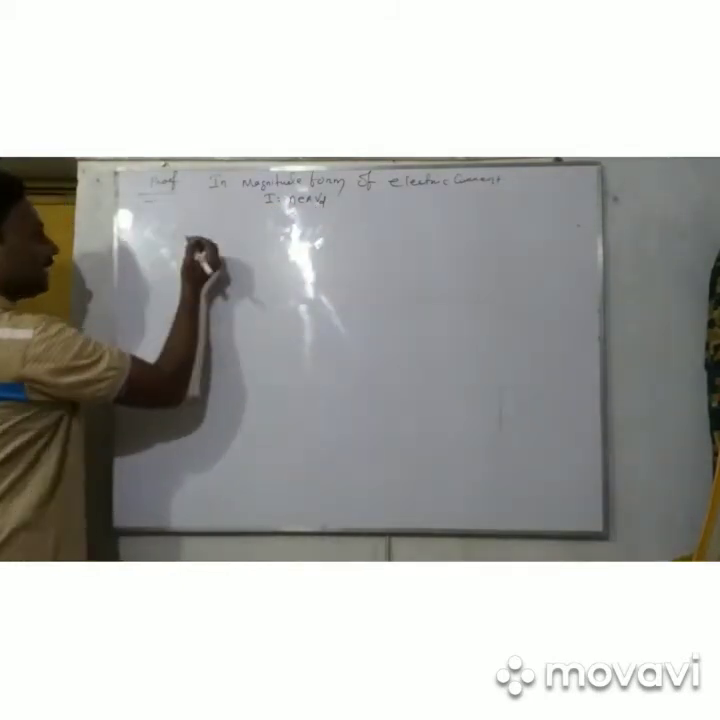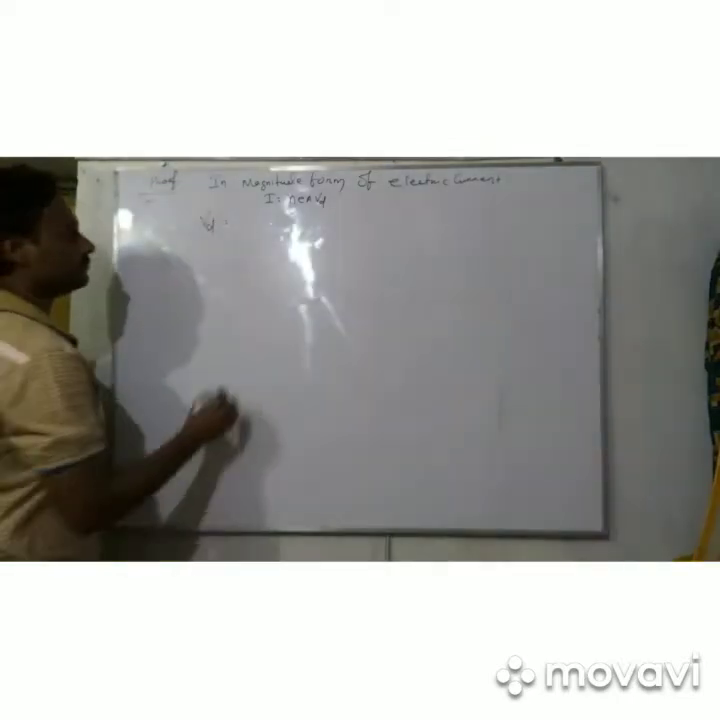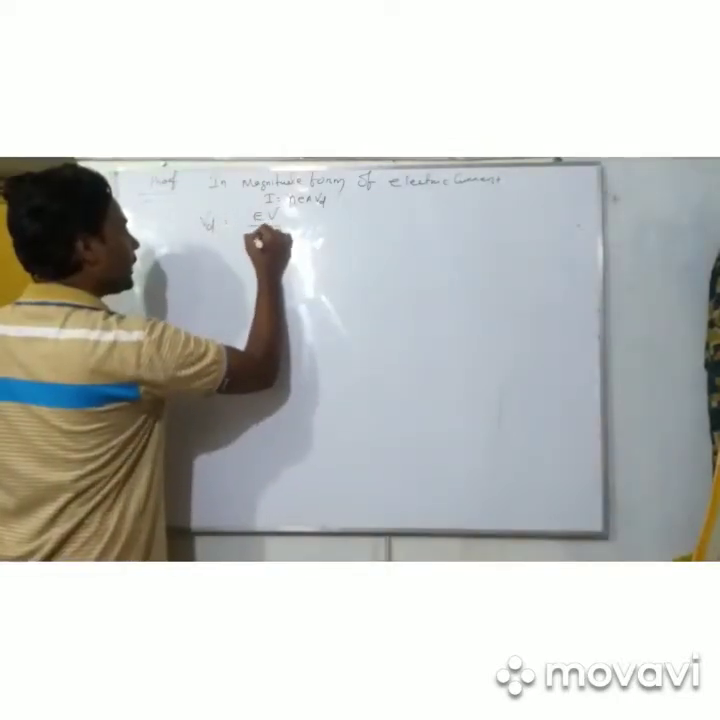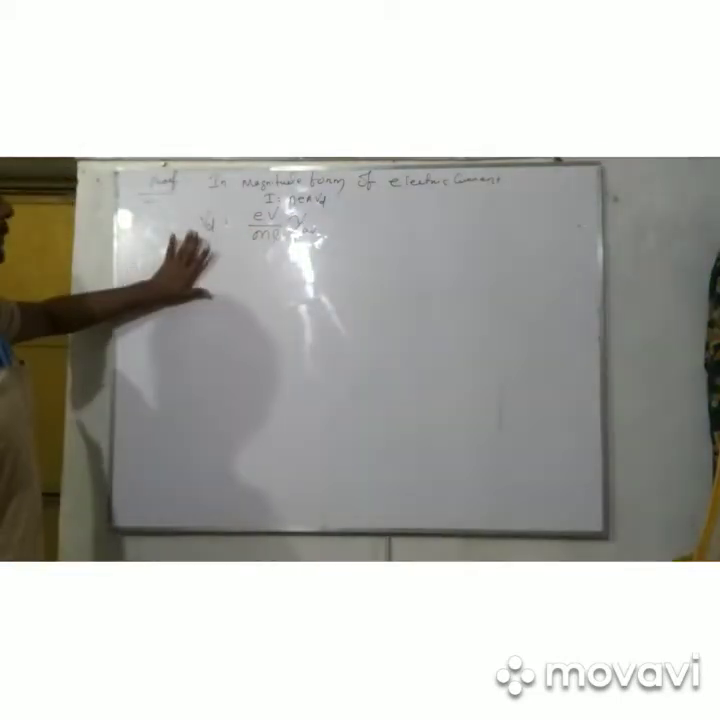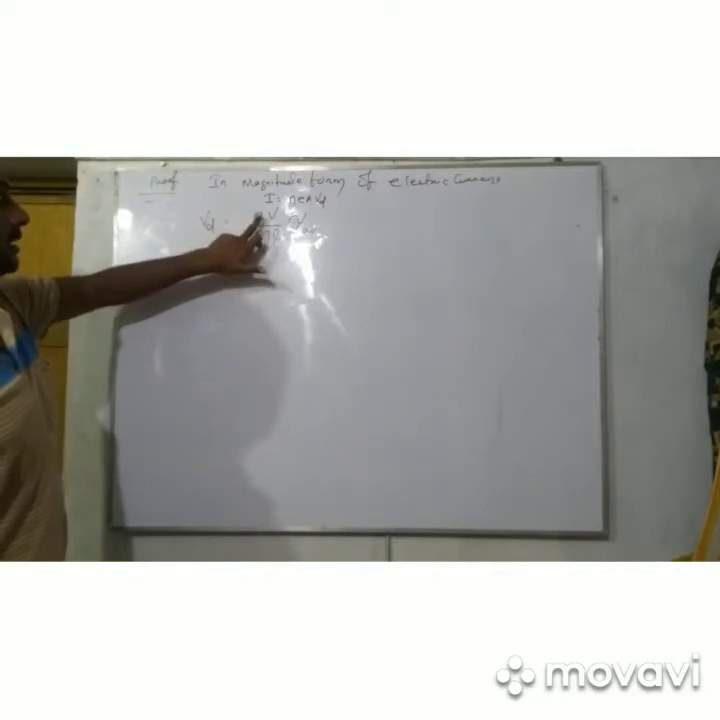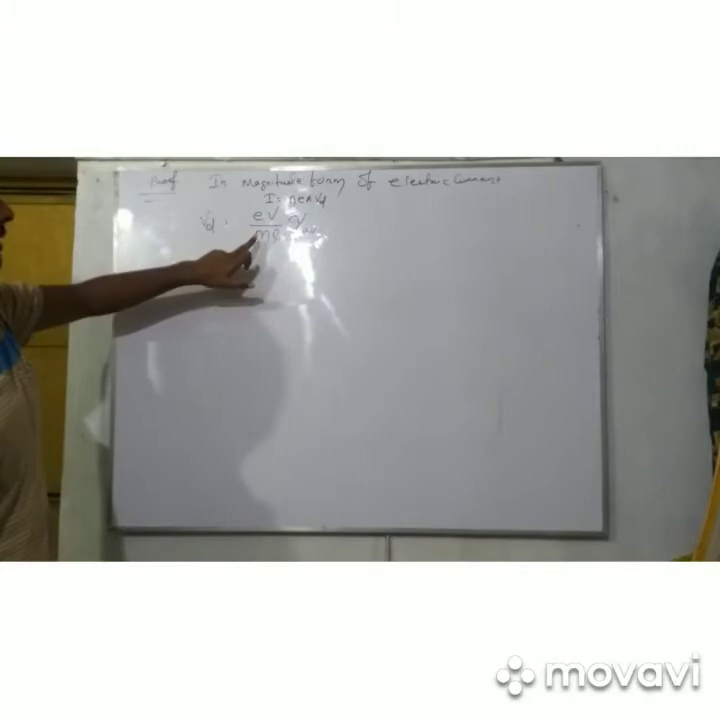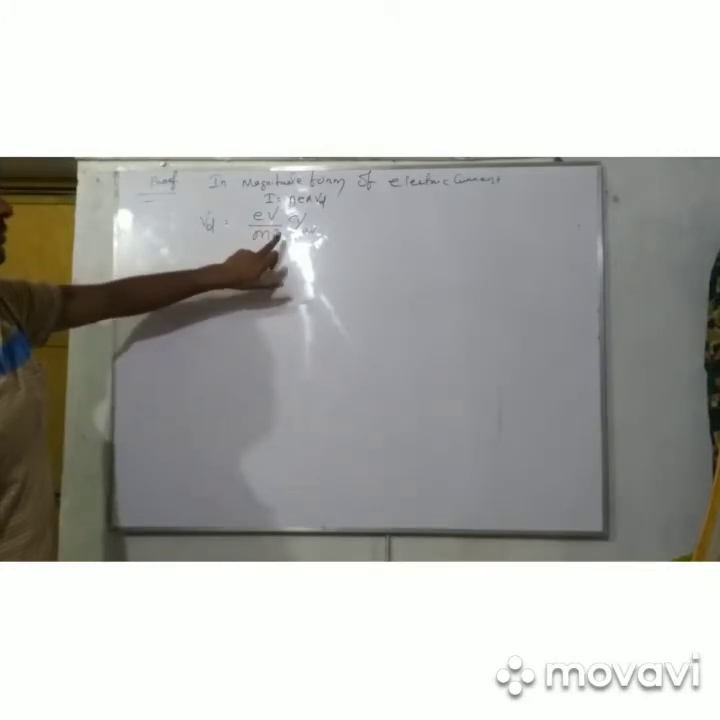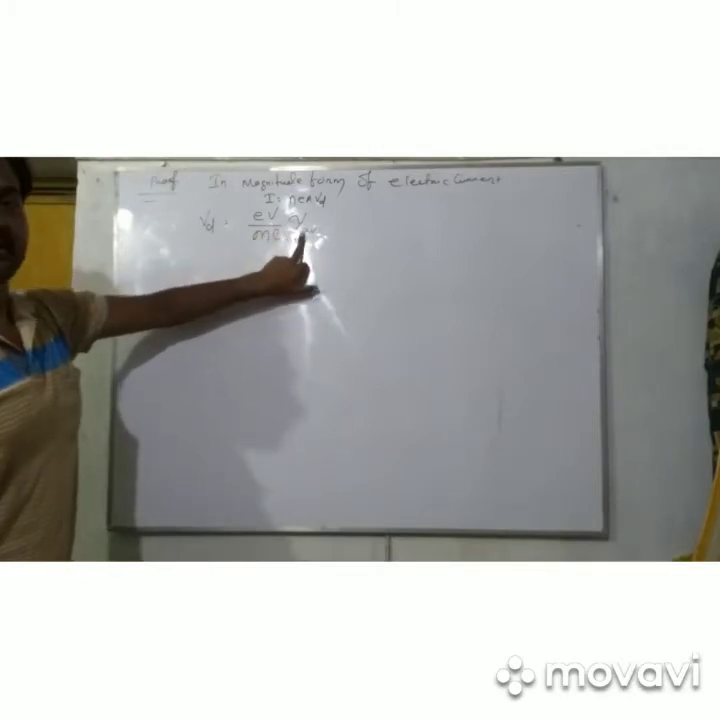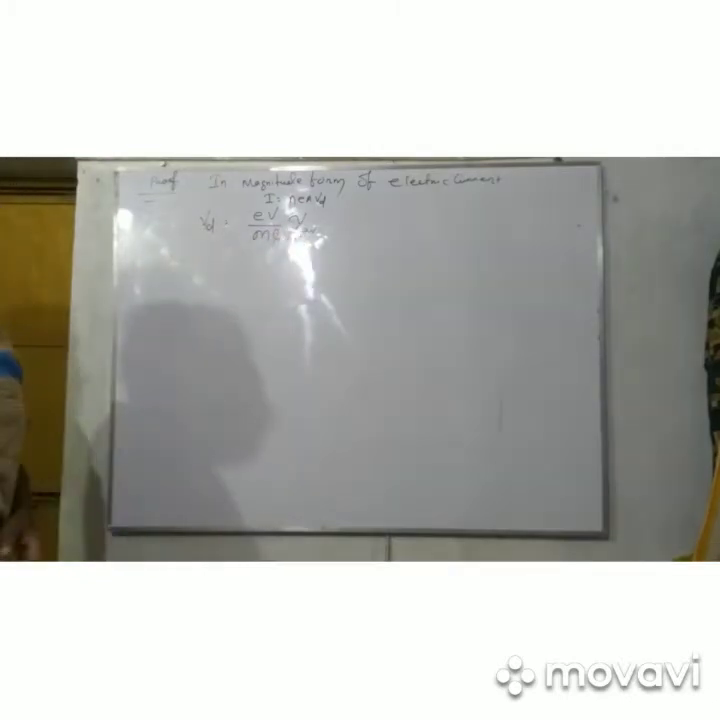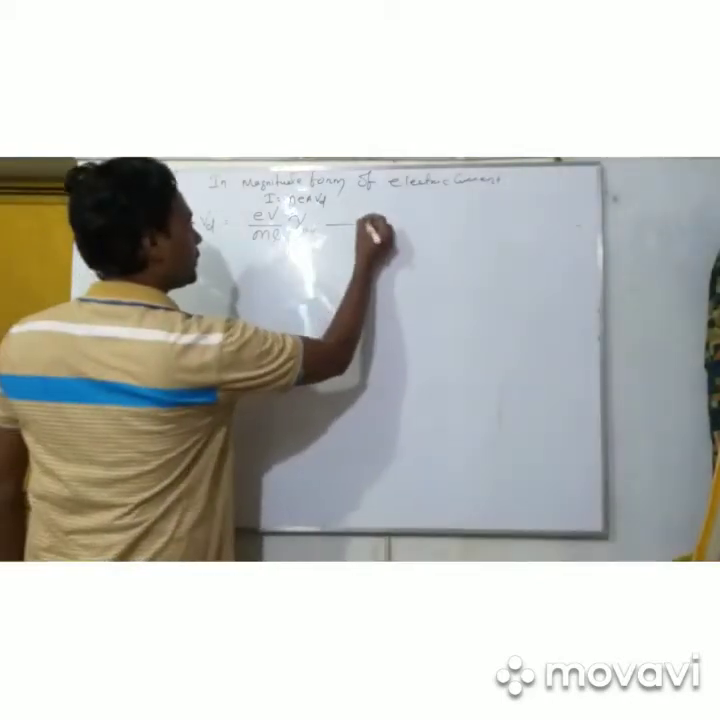Again, we know that drift velocity Vd is equal to eV by mL into tau average. Here, drift velocity means charge of electron into potential difference divided by mass of the electron into length of the conductor, multiplied with relaxation time. Clear?